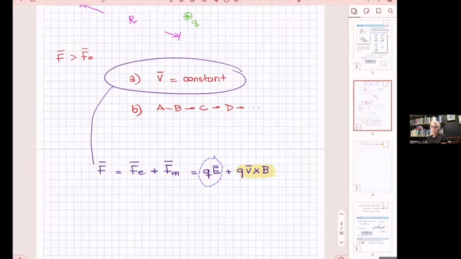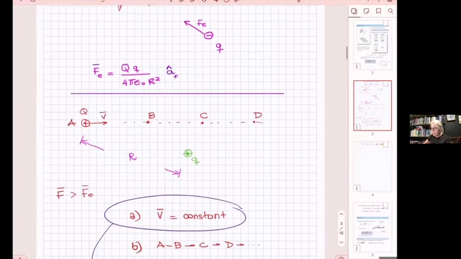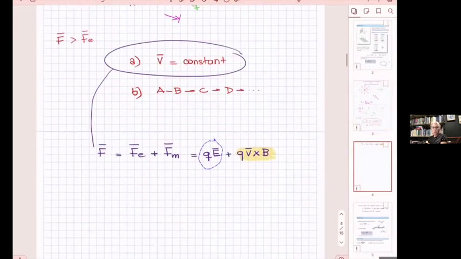What happens if the charge Q, in this case the small charge Q, or the original charge, starts moving with a velocity which is not constant, but has an acceleration? What do you think is going to happen?